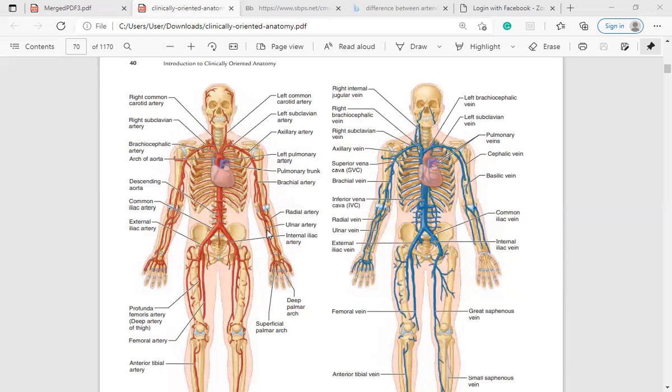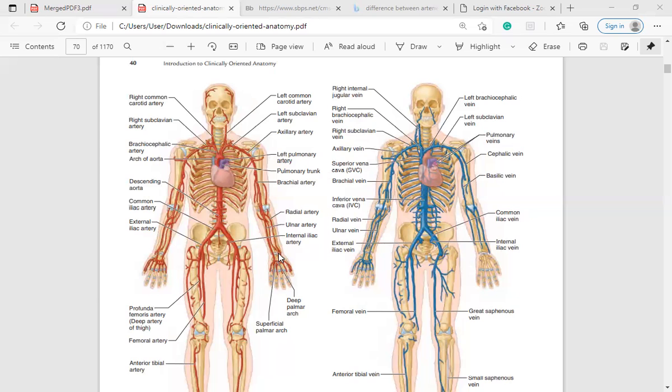Then we have ulnar and radius, and then lastly, we have this digital artery supplying each of the fingers, okay? And then there is a kind of anastomosis here again, a combination of different blood vessels coming from the radial and the ulnar artery. So we have what we call the palmar arch. So we have the deep palmar arch and the superficial palmar arch.